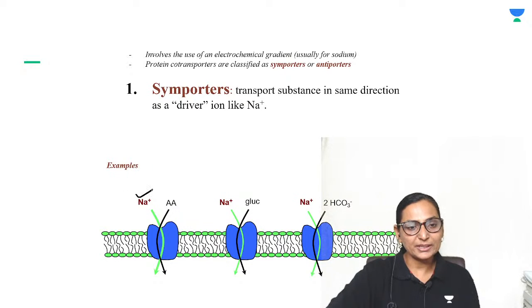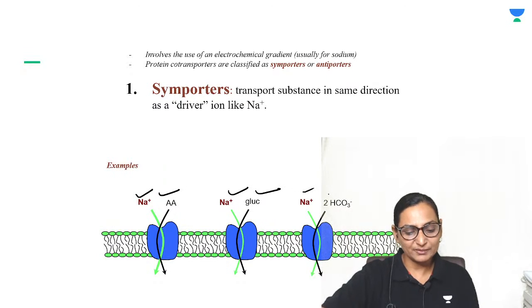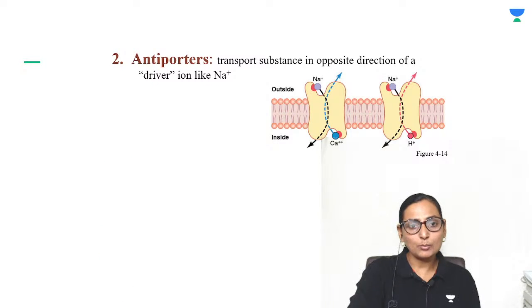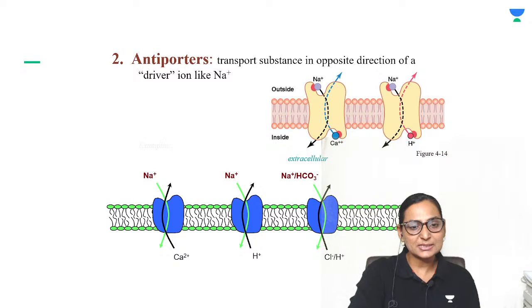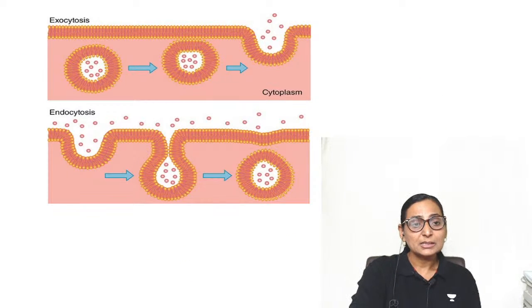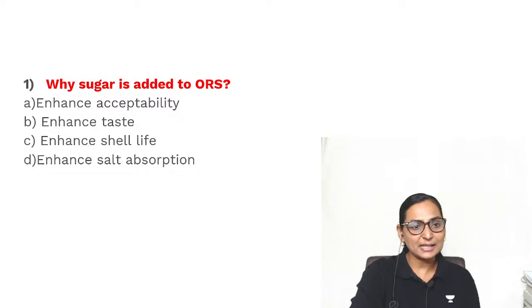Symporters like sodium-amino acid, sodium-glucose, we've already seen. So you can see how beautifully these are the antiporters, where one substance will be taken inside and the other will go outside. These are vesicular transports, exocytosis and endocytosis. Exocytosis is taking things out, endocytosis is taking things inside.